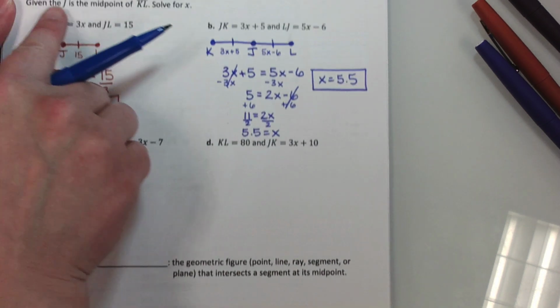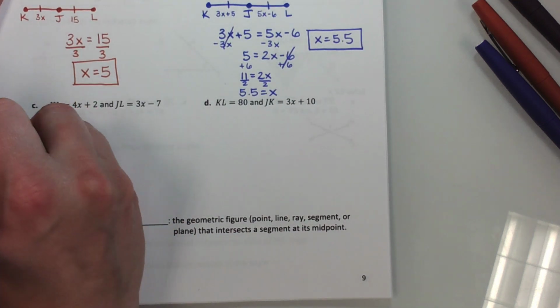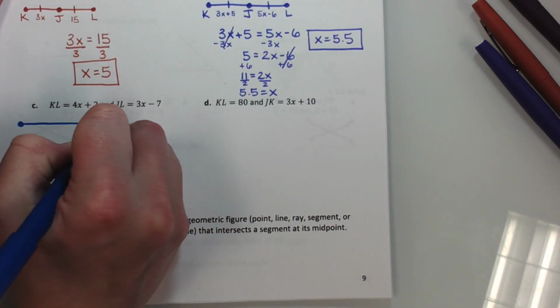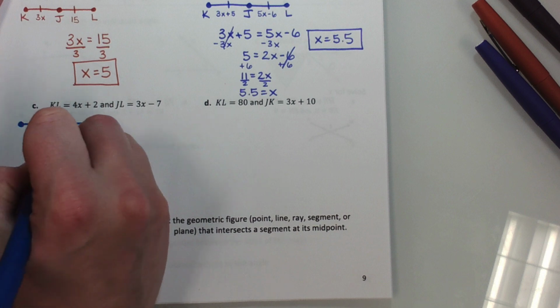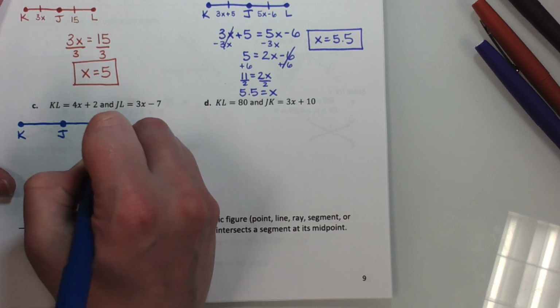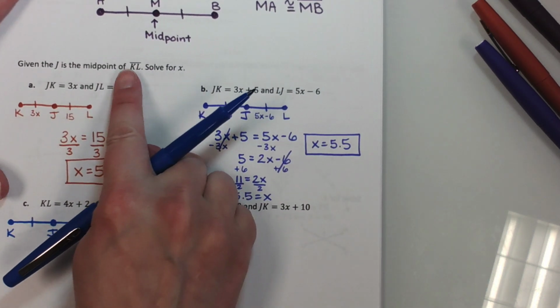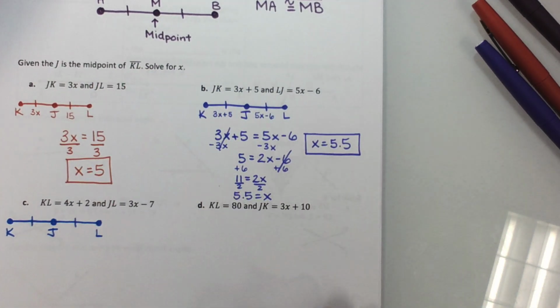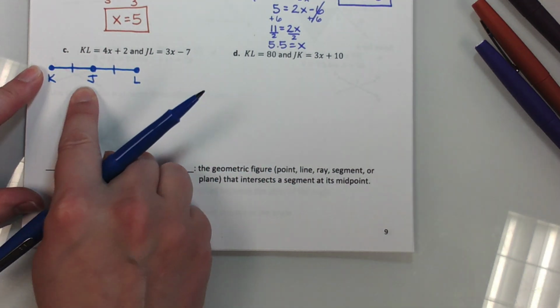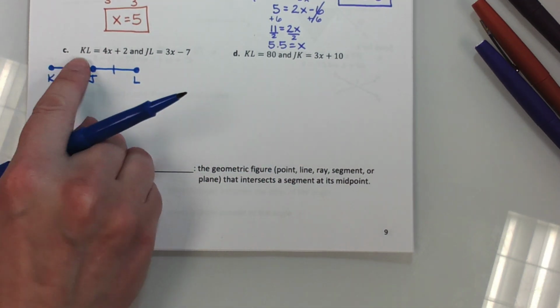C, again, is still under the same set of instructions, so my general picture starts looking the same. That's J, that's K, that's L, that's congruent, that's congruent. It says KL. This one's purposely different. My instructions are still the same. J is still the midpoint of KL. So KL goes all the way across. J is in the middle. I put the tick marks. But this time it gives me KL.